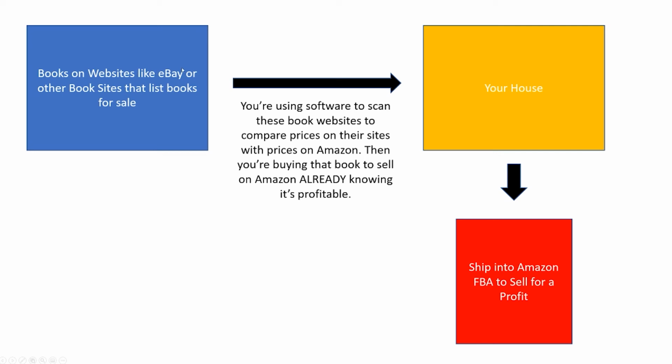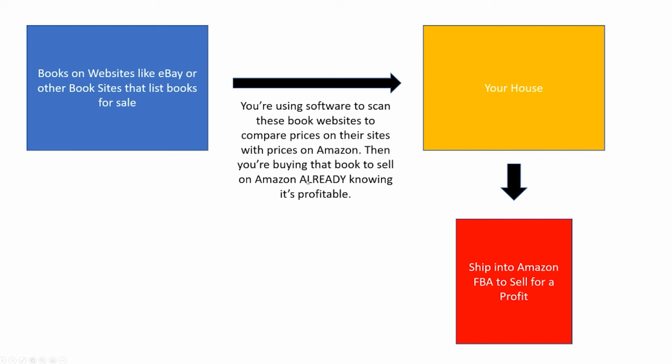So books on websites like eBay, for example, and there's a number of other book sites out there that the software will source. I use eFlip and I also use Zen Arbitrage. You can go to the book flipping playlist. I think it's called book reselling playlist on this channel. If you're interested in watching tutorials on that, there's a number of them.